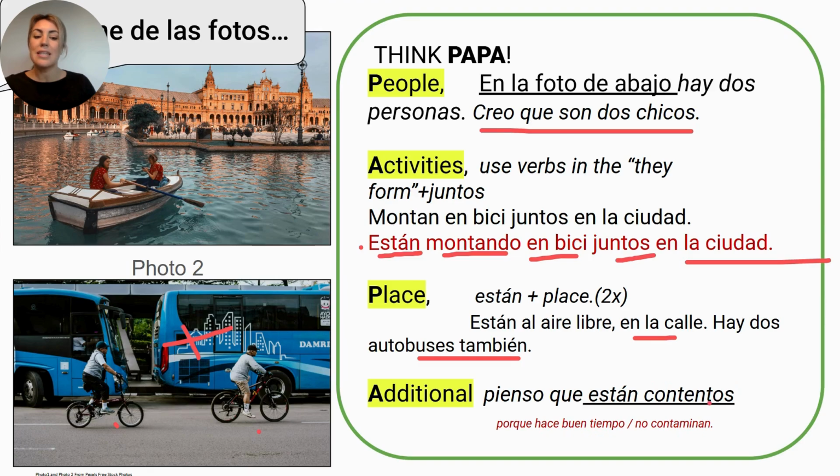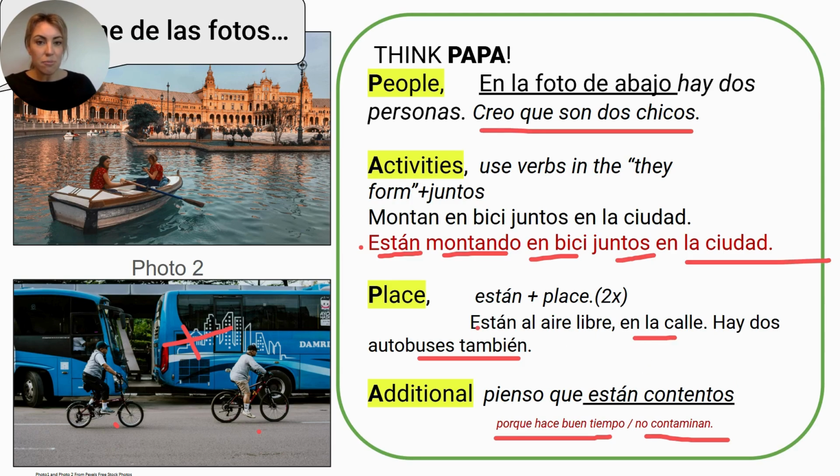Additional. Pienso que están contentos porque hace buen tiempo. If you're doing foundation, I think they're happy because the weather's nice. I would be happy if I were riding a bike and it wasn't raining, so makes sense. Or you could say higher, pienso que están contentos porque no contaminan, because they are not polluting. Okay? And that's it.